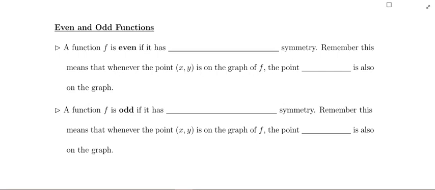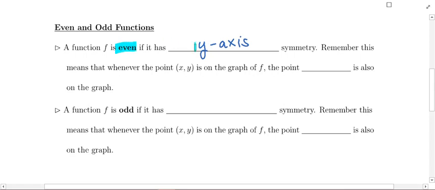Okay, so let's read about even here. It says a function is even if it has blank symmetry. Okay, what you need to commit to memory right now is that an even function has y-axis symmetry. So even means y-axis symmetry. So think back to section 2.1. Remember the algebraic test for y-axis symmetry.